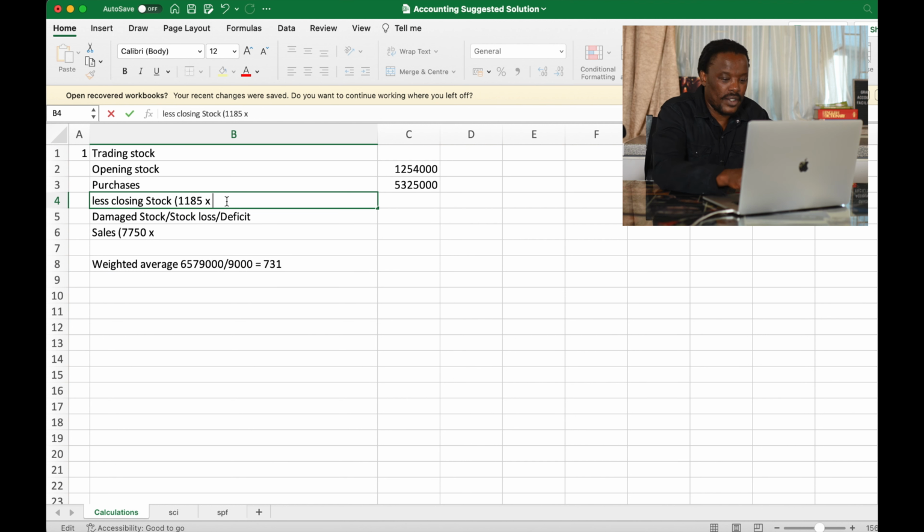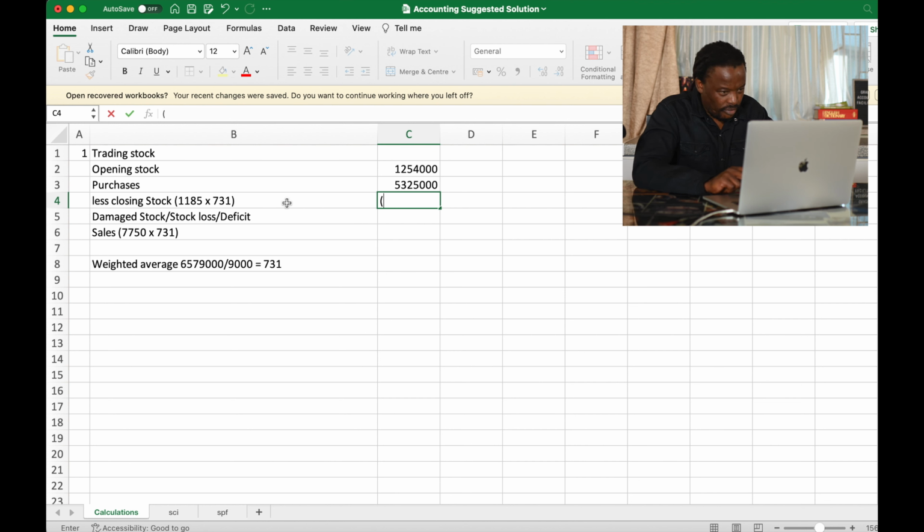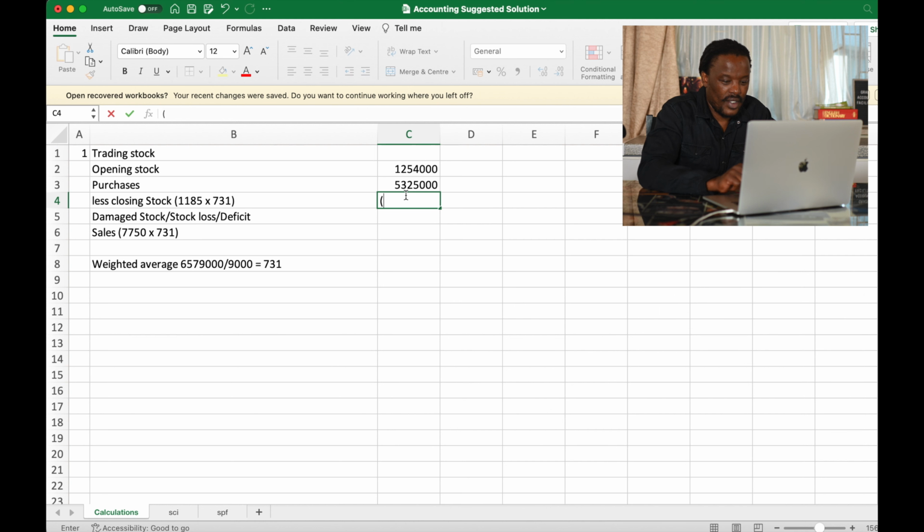Now the value of closing stock, 731. Easy. Now you're answering those question marks. 731. Easy. Now the value of closing stock. Calculator. 731 multiplied by 1185 is equal to 866235. Is that so?